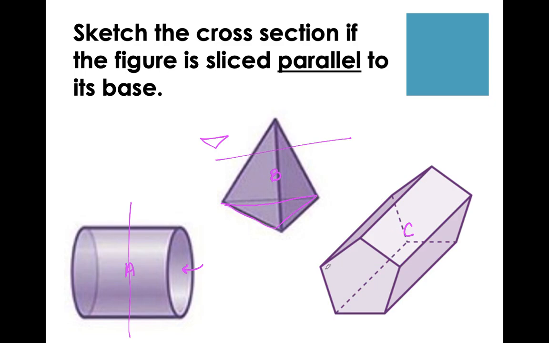And for our shape C, this is our pentagonal prism. The pentagon is the base, so our slice is going to go straight up and down through the center of the prism, resulting in a pentagon that looks just like that base. So remember, identify what the base is first, and then you can determine what way to slice it, parallel and perpendicular.